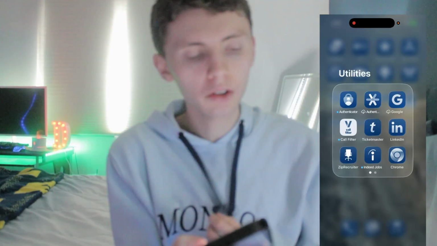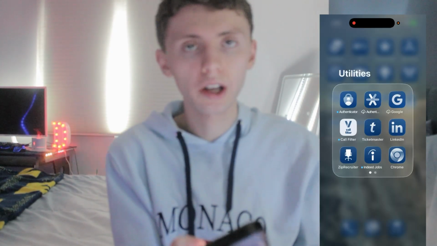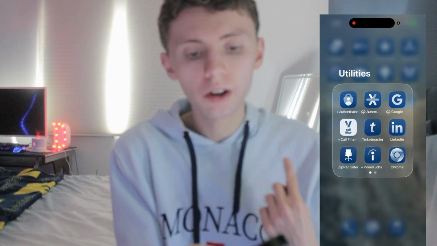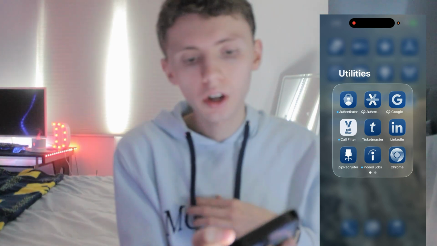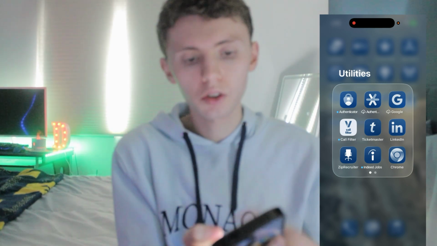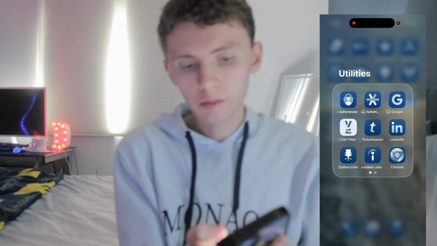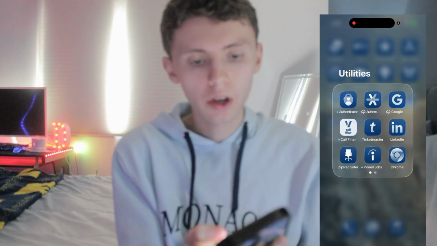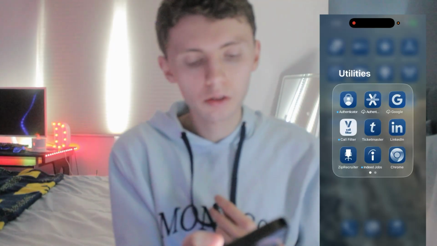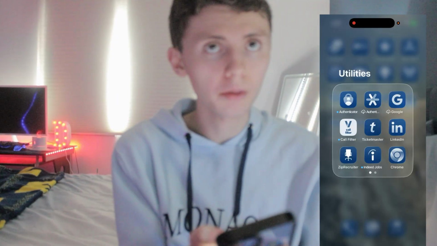Utilities, which is a Microsoft Authenticator. When I was at my community college, that's what I had to use to get in. Google Authenticator, I sometimes use when I need to get in the Discord on my phone. Google, I have that. Verizon Call Filter, because I'm with Verizon. Ticketmaster, which I haven't used since I went to my first concert. LinkedIn, I don't really use it. ZipRecruiter, sometimes. Indeed, I use a lot for looking for jobs. I use that more, and I probably use ZipRecruiter.